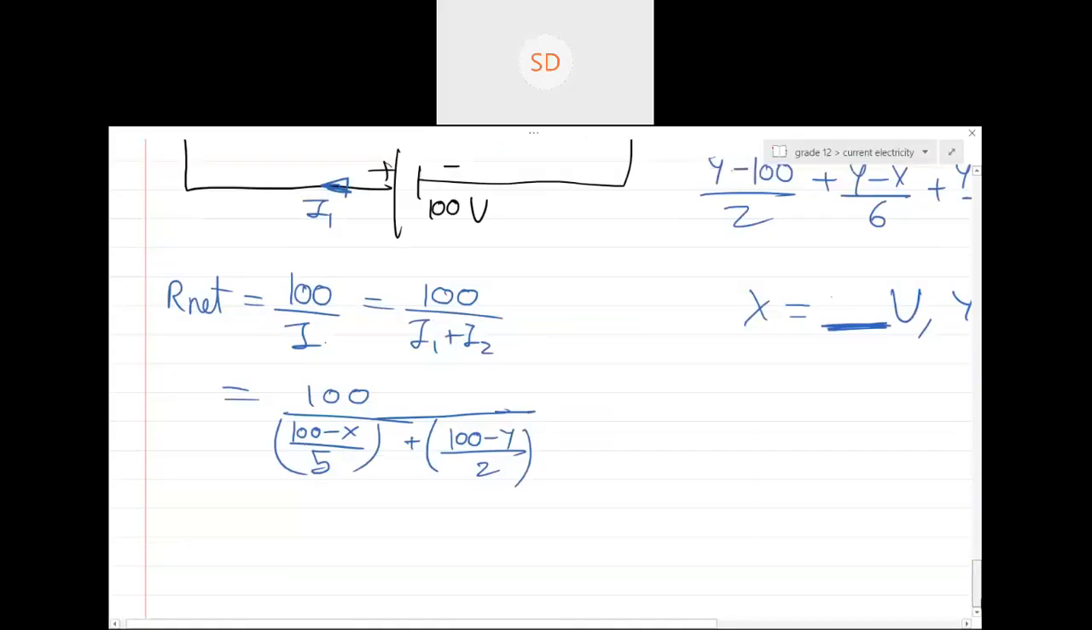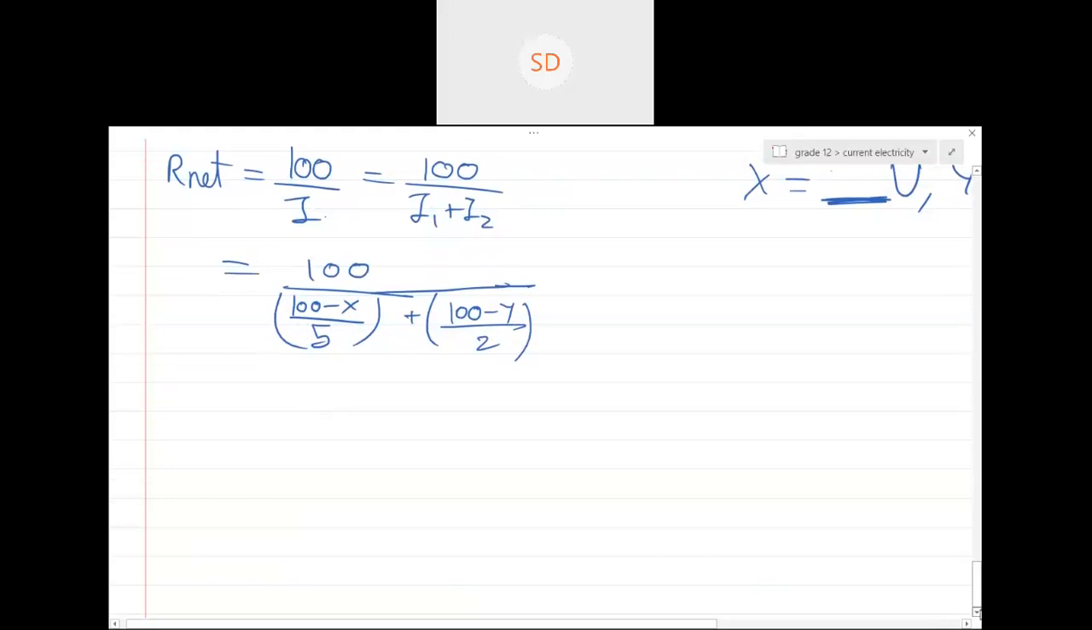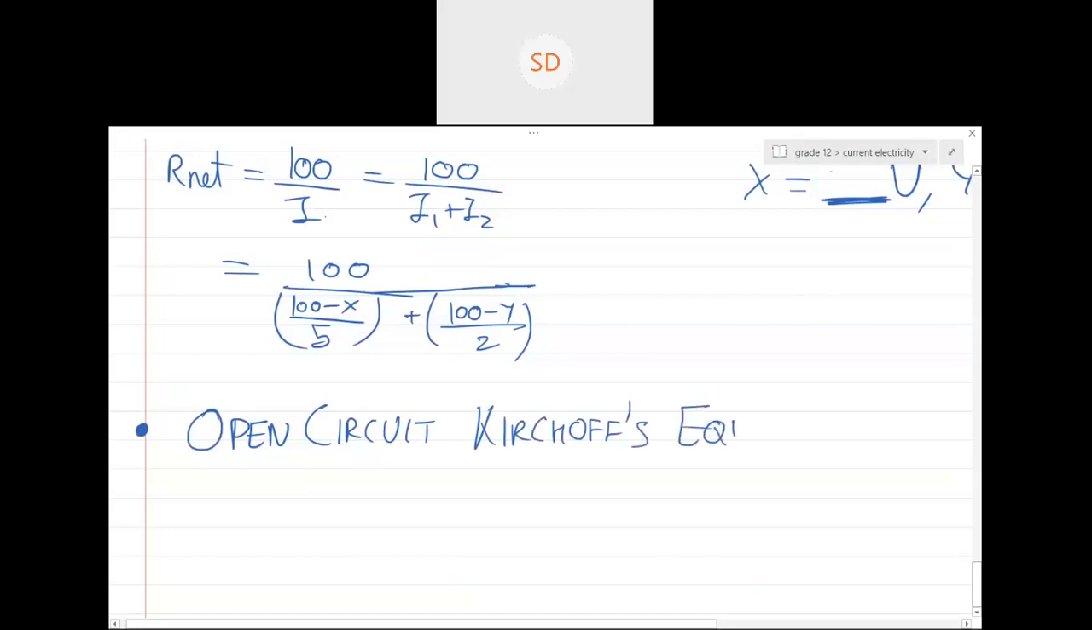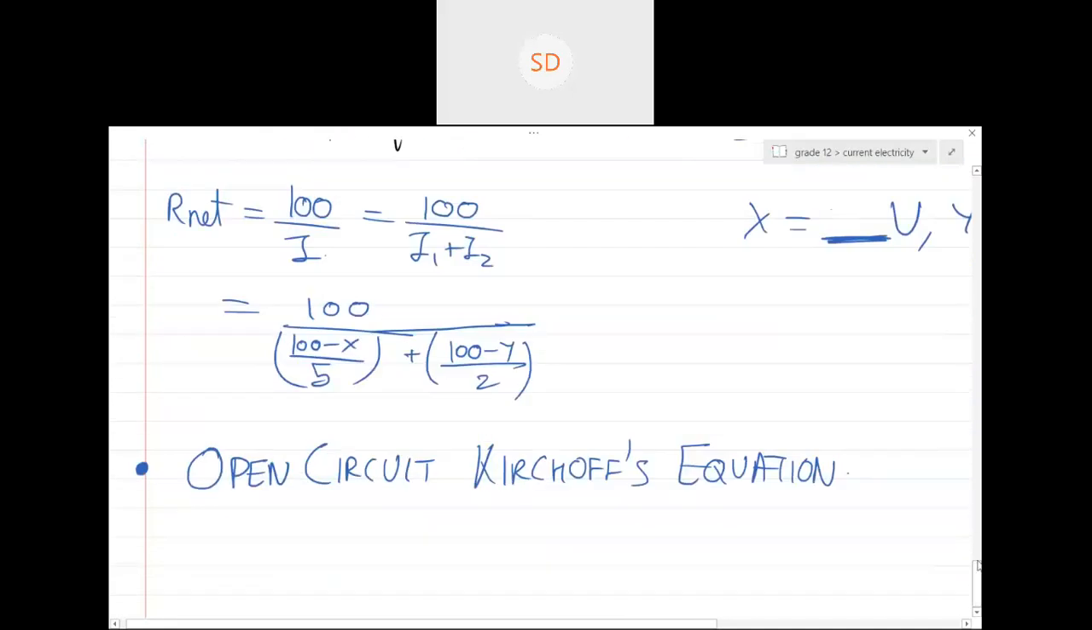Okay. After this, write down the heading: Open circuit Kirchhoff's equation. So now we'll apply the Kirchhoff's equation. We'll learn how to apply the Kirchhoff's equation in open circuit. Okay, guys. Yes, sir.